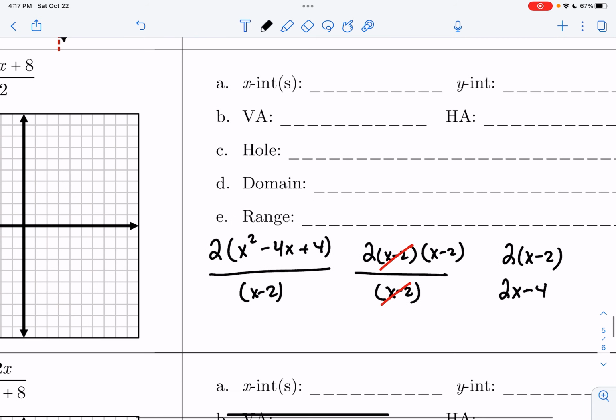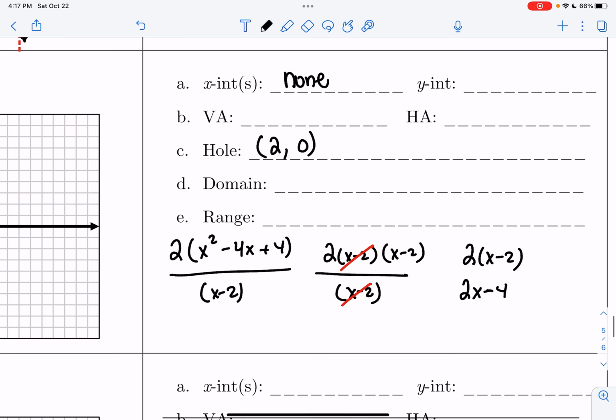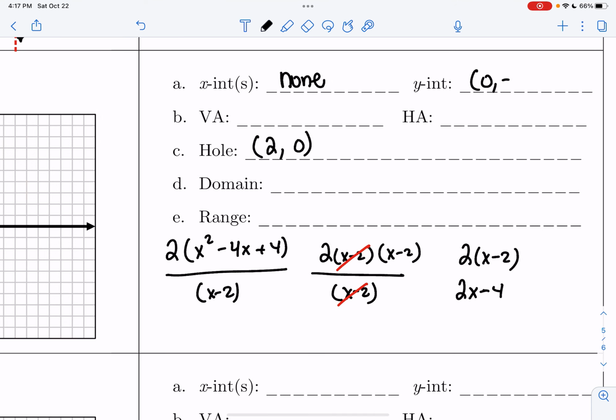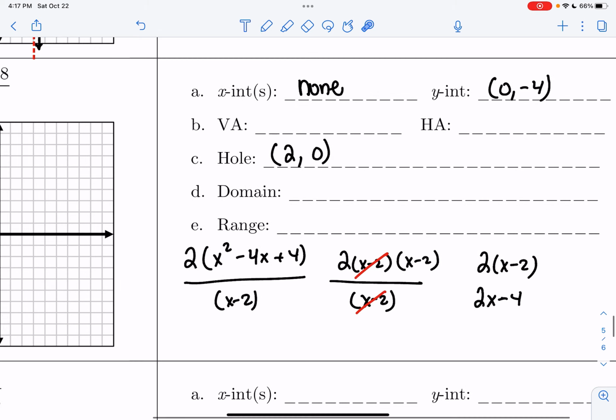We can graph this pretty easily because it's just a good old y equals mx plus b linear function. However, we don't have an x-intercept because our hole is at 2. And if I were to plug in 2 right here, you're going to get 0. So I don't have an x-intercept. But I do have a y-intercept at -4 because this is a good y equals mx plus b. Your b value is -4. Don't really have a vertical or horizontal asymptote just because it's a linear function right here.